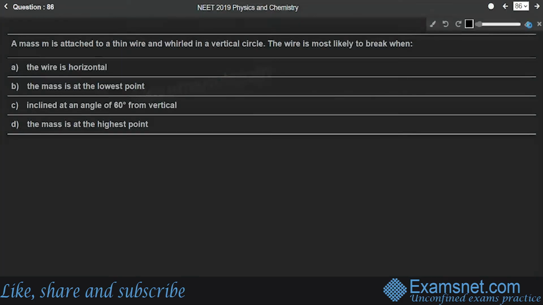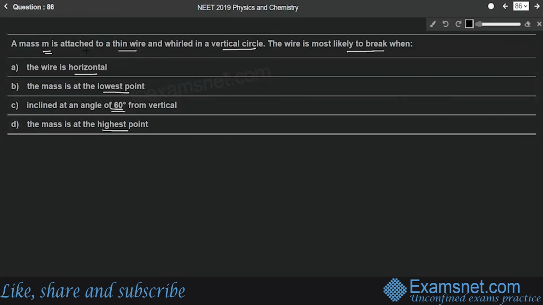Question number 86 is from the chapter Motion in a Plane, and the question is, a mass small m is attached to a thin wire and whirled in a vertical circle. The wire is most likely to break when? Option A, the wire is horizontal. Option B, the mass is at the lowest point. Option C, inclined at an angle of 60 degree from vertical. And option D, the mass is at the highest point.